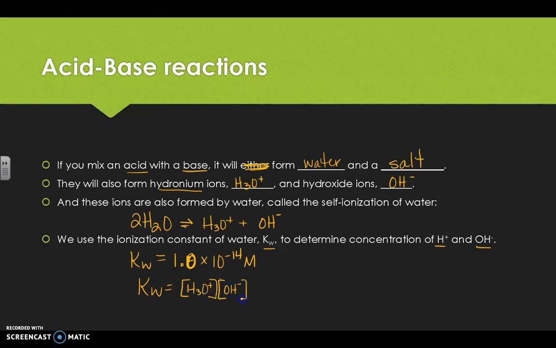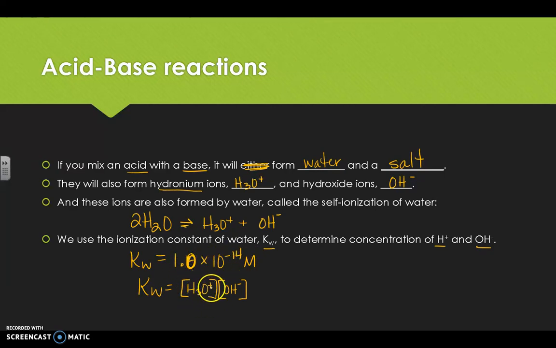So we know that Kw is equal to the concentration of hydrogen ions or hydronium ions, same thing, times the concentration of hydroxide ions. These two multiplied by each other should give us the Kw, which is a constant, and it remains the same all the time. So multiply those two together, you should always get 1.0 times 10 to the negative 14th.